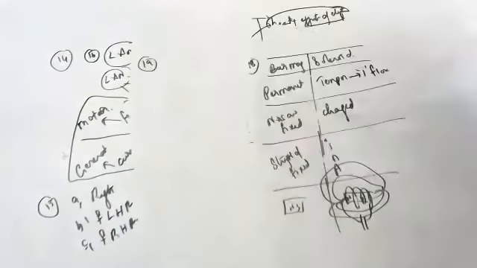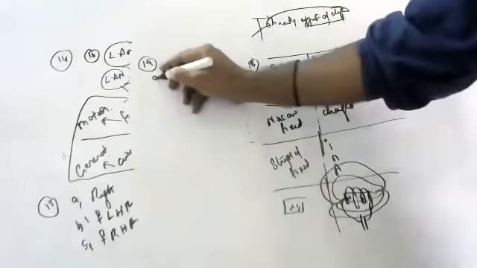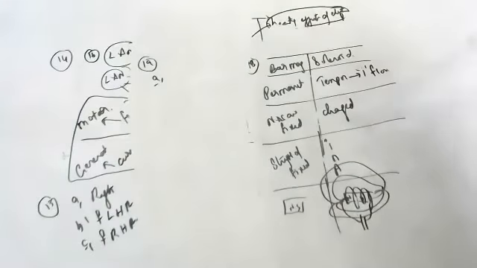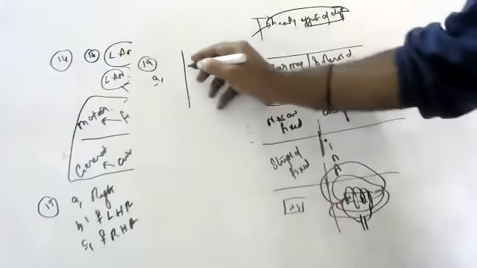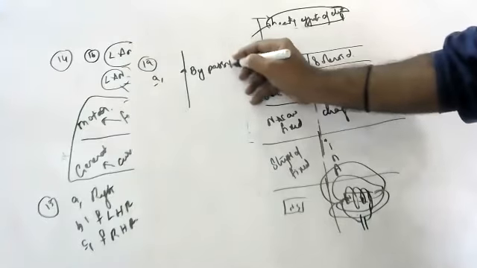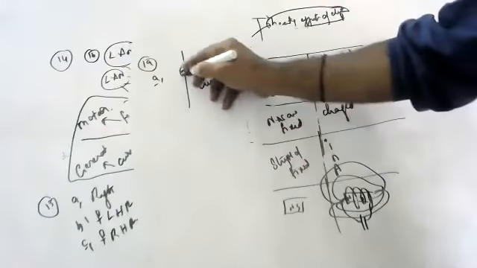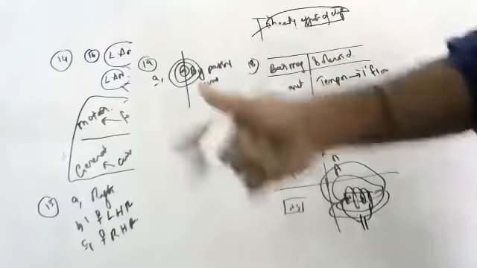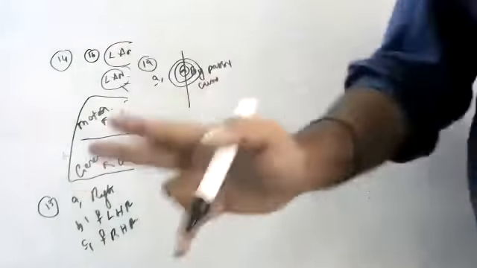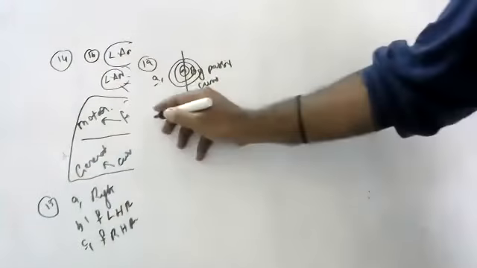Nineteenth question: how can a magnetic field be produced without using a magnet? Without using a magnet, can we produce a magnetic field? Yes, sir, by passing current through a conductor. That's all. A current carrying conductor automatically produces a magnetic field, children. Without using a magnet means don't get confused. A current carrying conductor produces a magnetic field. I have told you millions of times.